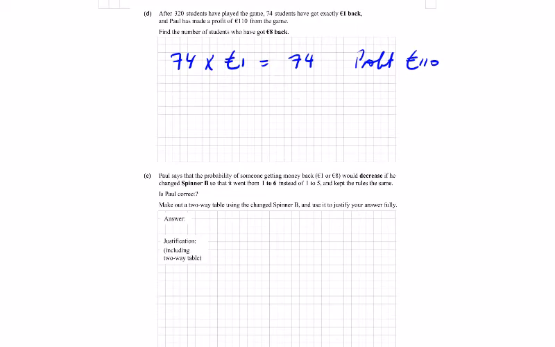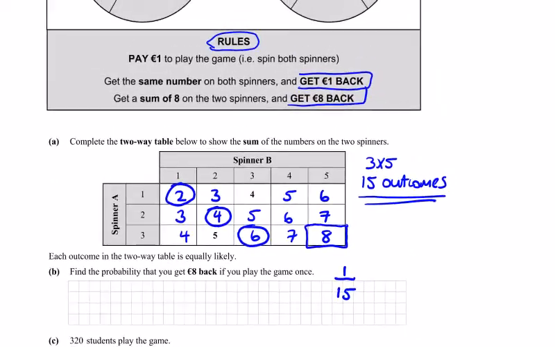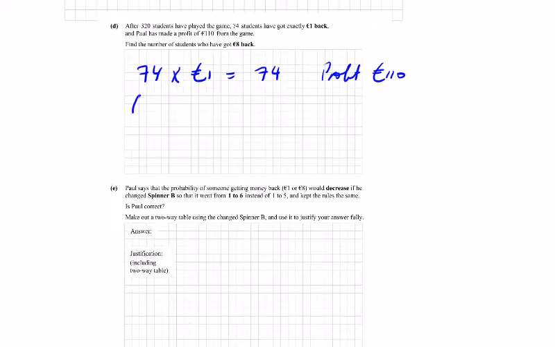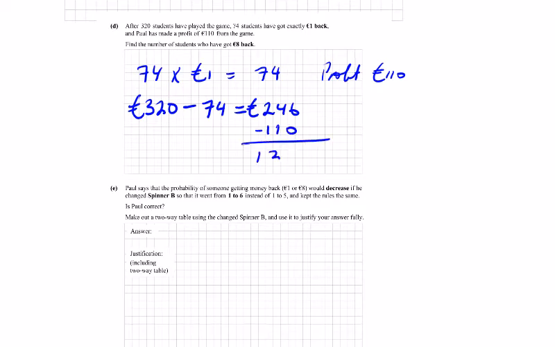Find the number of students who got €8 back. So just double check how much it was to play. €1. So his revenue is 320 euros. He gives back 74 to the 74 winners. That's going to leave 320 minus 74, 246 euros. And he keeps 110 of it. So take away the 110. We'll leave 136. And how many 8s are in 136? Going to have 17 8s in there, so 17 winners of €8.